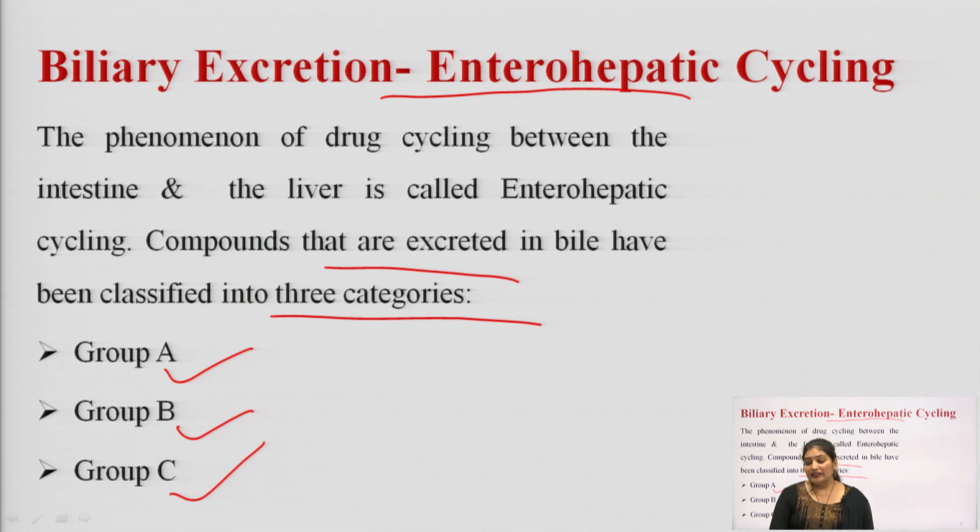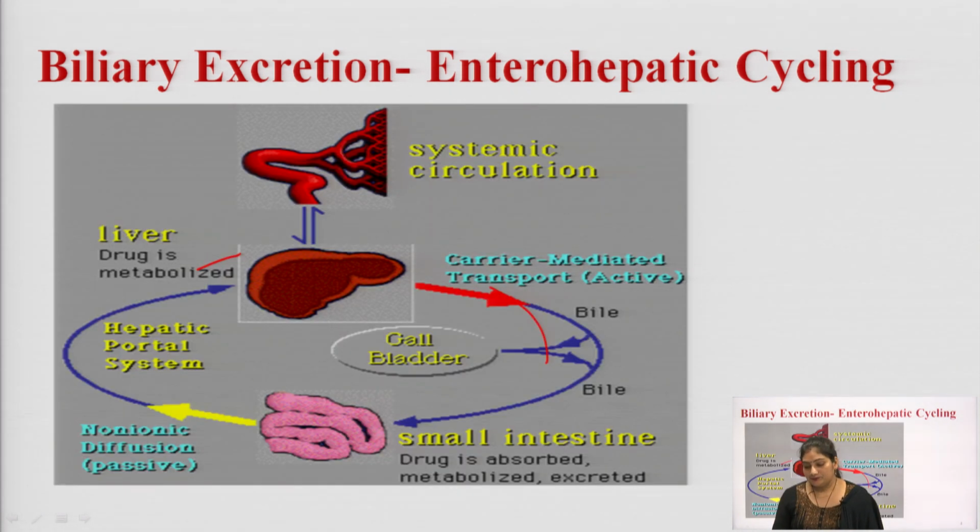Okay. In the biliary excretion, there is a drug cycling between the intestine and the liver, that is called the enterohepatic cycling. Okay. So, the compounds that are excreted in the bile are categorized into 3 different categories on the basis of their ratio of bile to plasma drug concentration. On the basis of that ratio, these are categorized into group A, group B and group C.